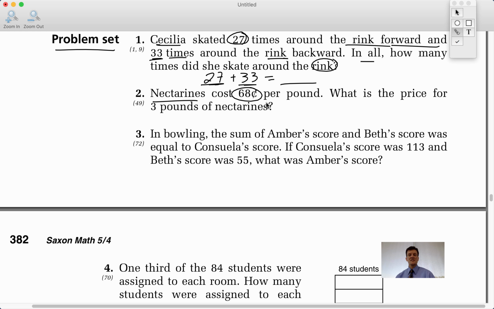Nectarines cost 68 cents per pound. Each pound, that means 68 cents for 1 pound. What is the price for 3 pounds? So 1 pound is 68 cents. If you had 2 pounds, it would be twice that. 3 pounds would be 3 times that. So you want to take 68 cents times 3 and figure that out.